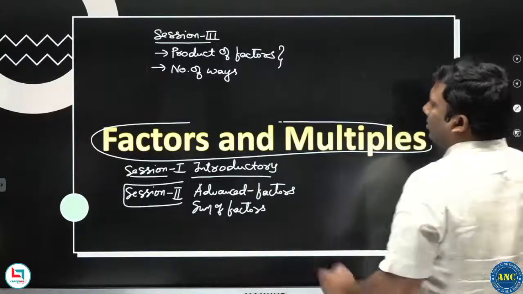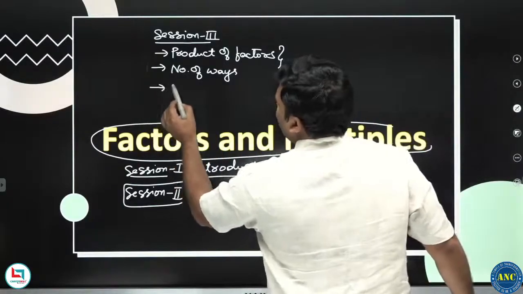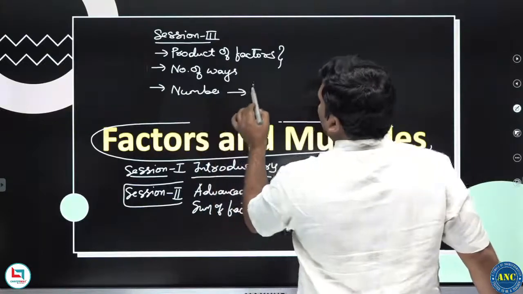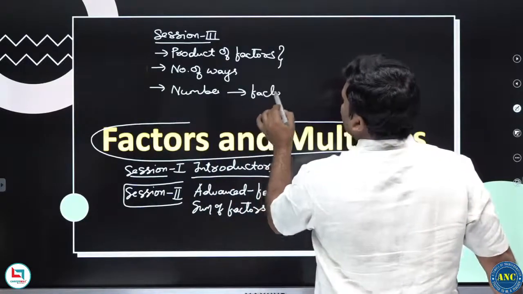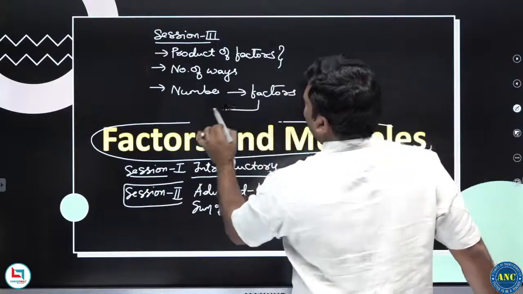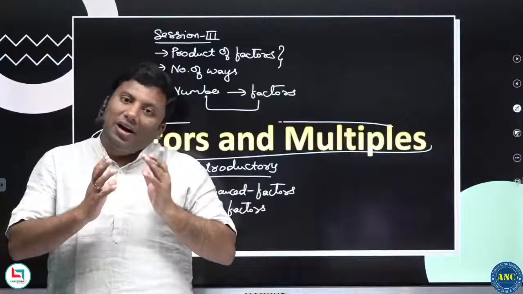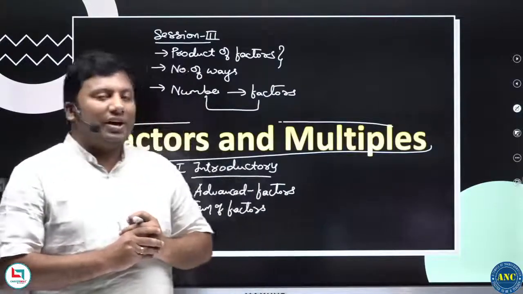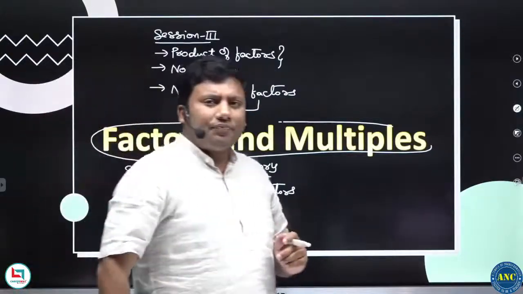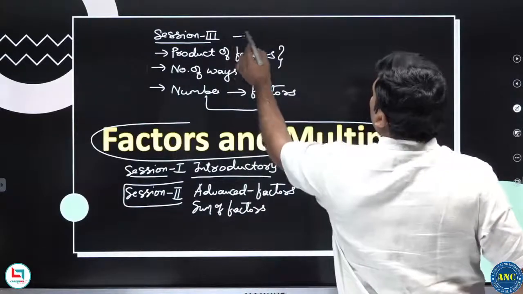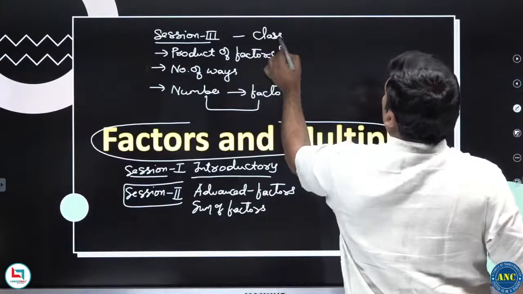Very important class, sir. In yesterday's session number 1, if a number is given, we found out the number of factors. Today, we will also do the reverse. What if the number of factors is given? How to find out the number? Very good class, interesting class, a class full of concepts.